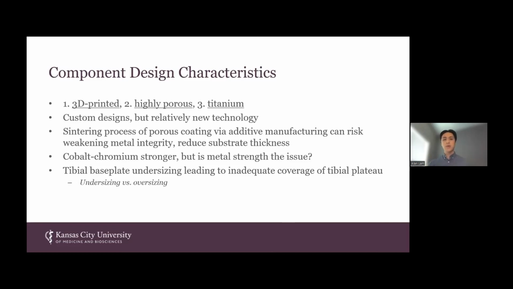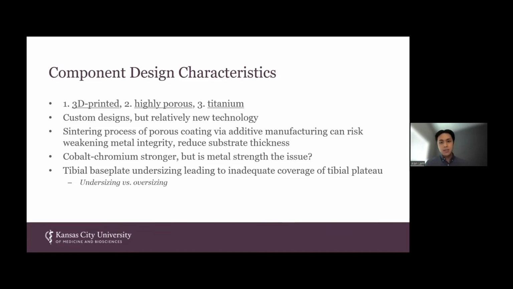Now with 3D printing, this has been around for knee replacements in the past probably 10 to 15 years. Now, it still is a relatively new technology, and we have yet to see more long-term studies that talk about the survivability of a 3D printed implant. So that's of some slight concern.